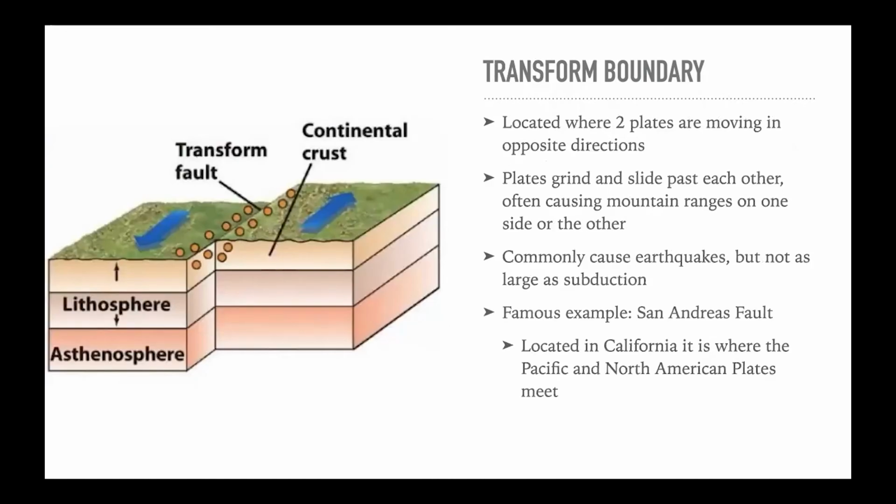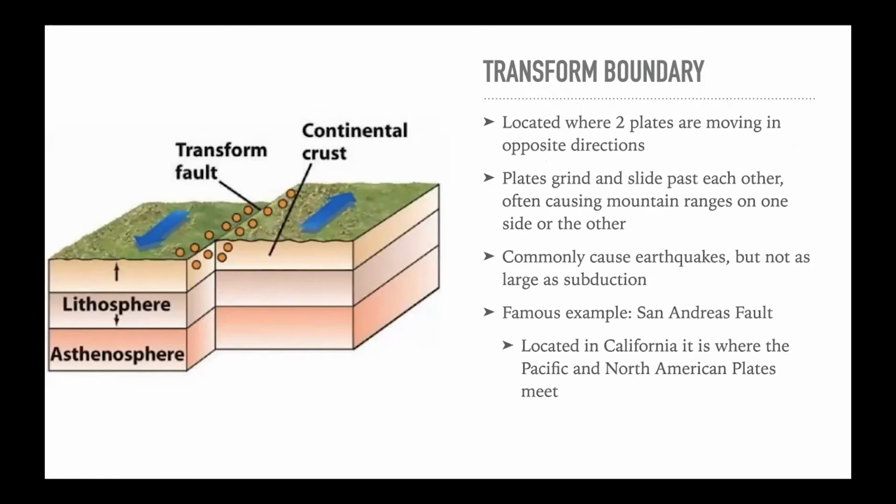And the last, this is a transform boundary. This is the one that's relatively close to your house. We'll get there in a second, but it is where two plates are across from each other. They're touching, but they're going in the opposite direction. One's going east, one's going west, or one's going north and one's going south, whatever. And what happens is they slide past each other. And as they do that, they're kind of grinding the rocks and layers are grinding next to each other.